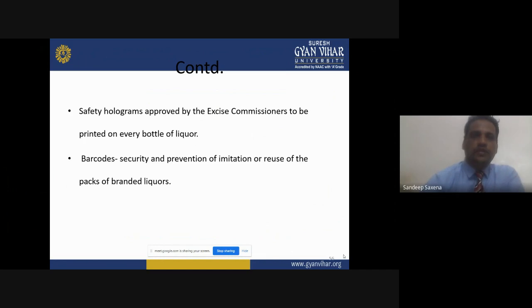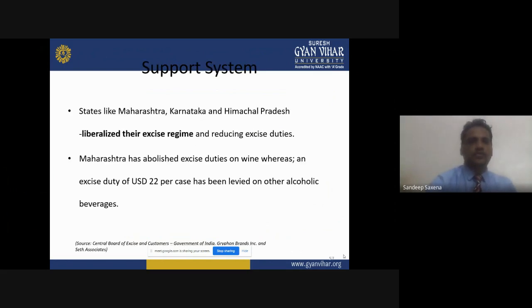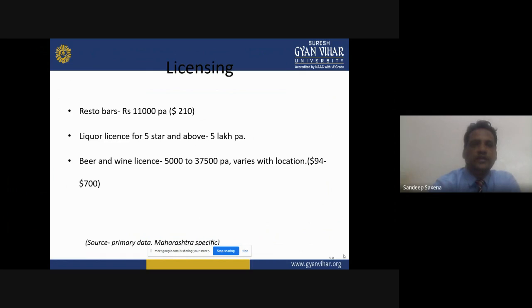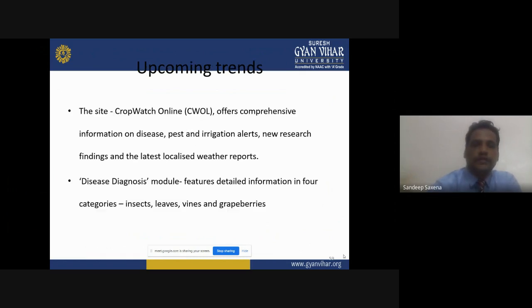Security holograms approved by the excise commissioner to be permitted on every bottle of liquor. Barcode security and prevention of reuse of the packs of branded liquors. Support system: states like Maharashtra, Karnataka and Madhya Pradesh should liberalize their excise regime and reduce excise duties. Licensing, restro bar: there should be a different fee in the different upcoming trends.